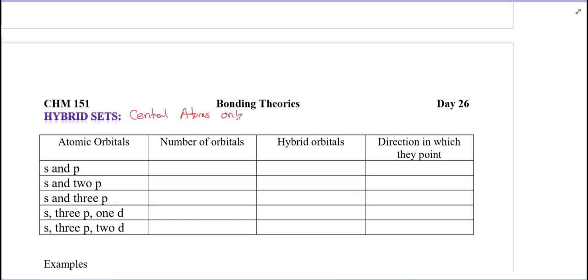Number of orbitals. So how many orbitals do we need? Well, actually we need 2 to start with, so it's always 2, 3, 4, 5, 6. Which means we have sp, 1 s and 1 p; s and 2 p's; s and 3 p's; s, 3 p's and a d; and s, 3 p's and 2 d's. And the direction which they point, these are the electron pair geometries from before.